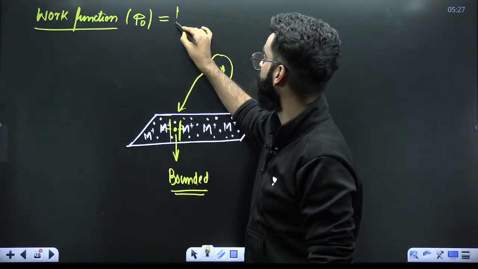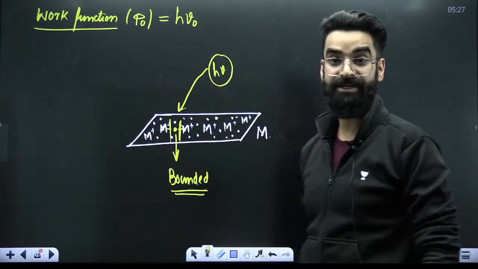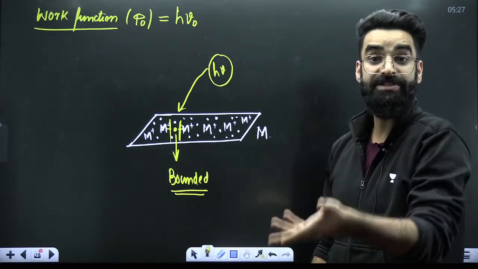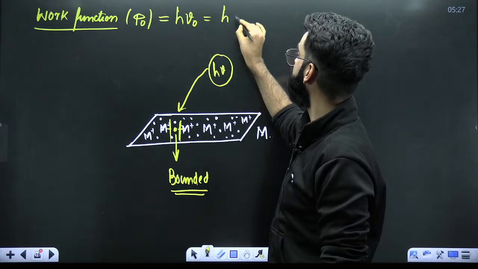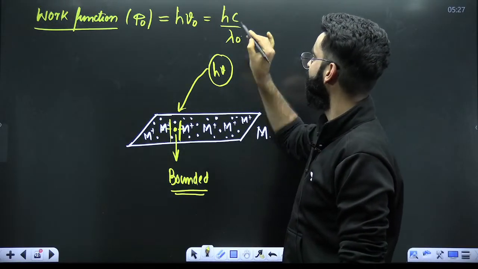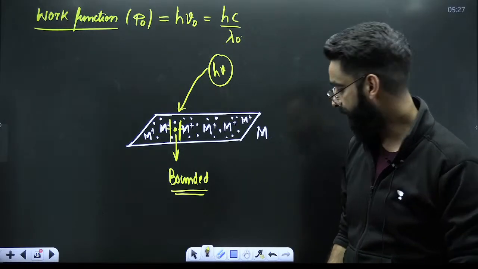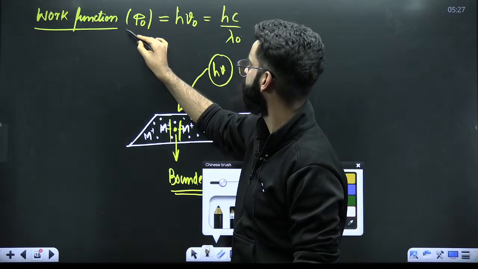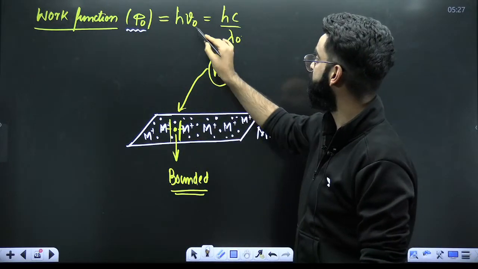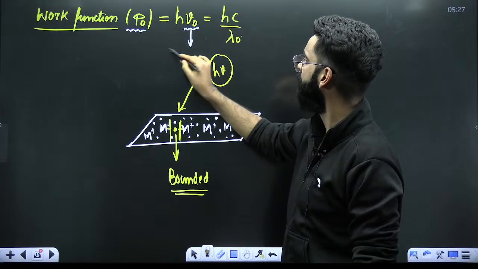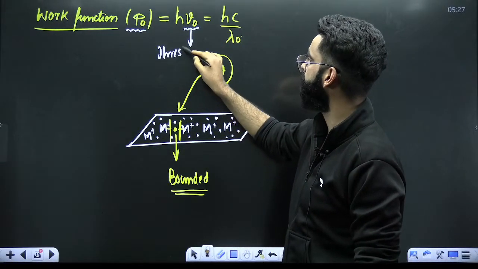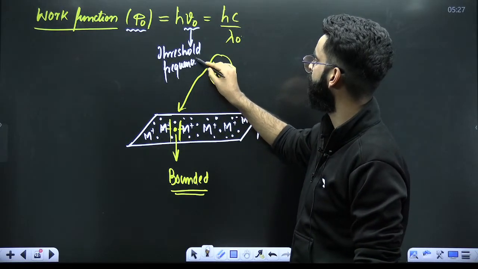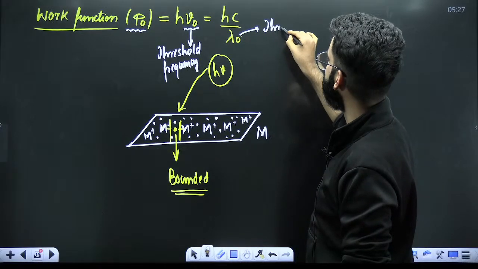Can I say it will be equal to h nu naught? It will be equal to h nu naught, or since nu is equal to c by lambda, you can write it as h c divided by lambda naught. There are a lot of new terms coming here. Number one, this is your work function, or threshold energy. This nu naught is something which you call threshold frequency. This lambda naught is something which you call threshold wavelength.